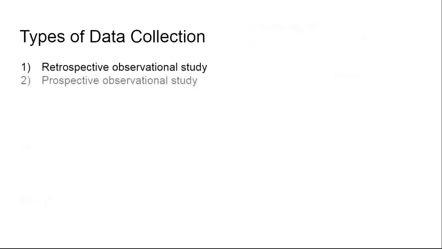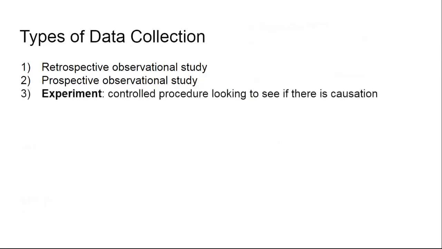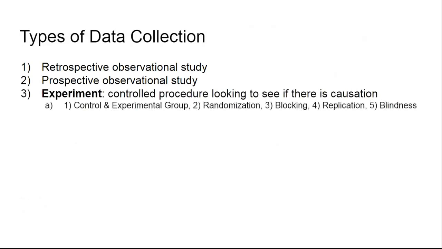There are various types of data collection. Retrospective observational studies, which use past data such as medical records to look for patterns. And there's prospective observational studies, which collect data as it happens, similar to how data is collected during this pandemic. An experiment, on the other hand, is a controlled procedure which seeks to uncover if there is causation. There are 5 main components of experiments: a control and experimental group, randomization, blocking, replication, and blindness.